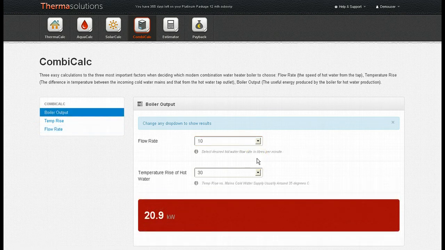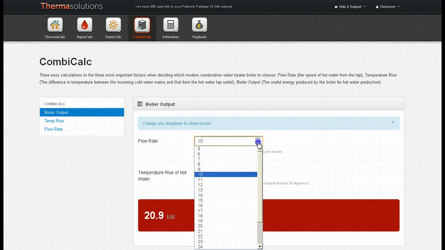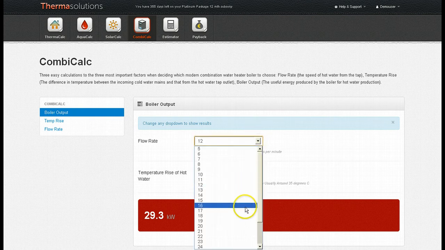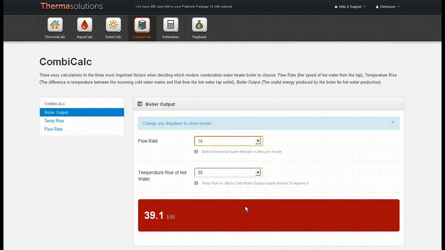To work out the boiler size, all you need to know is what flow rate the homeowner is expecting to come out from the tap and the likely temperature rise of the hot water. So in this case, we need a good 12 litres per minute and a standard 35-degree temperature rise. This gives us a boiler size of 29 kilowatts. A higher flow rate, for example, say 16 litres per minute, requires a boiler of just under 40 kilowatts. So you can see how you can play around with the figures to suit your situation.